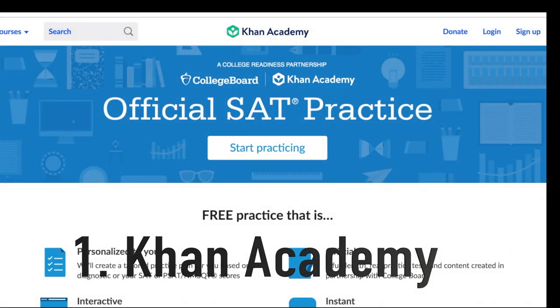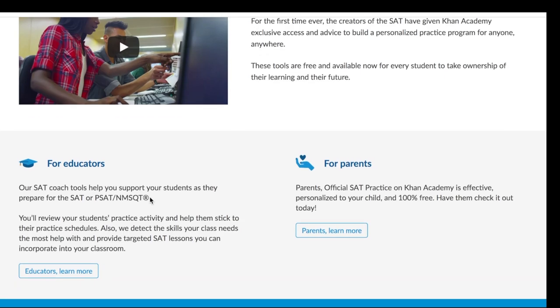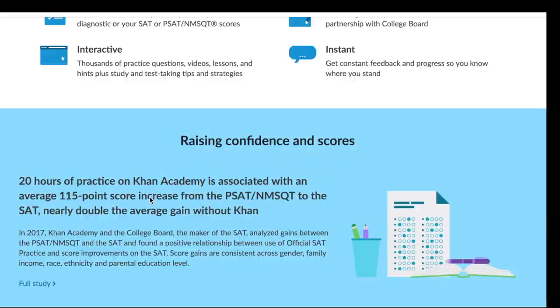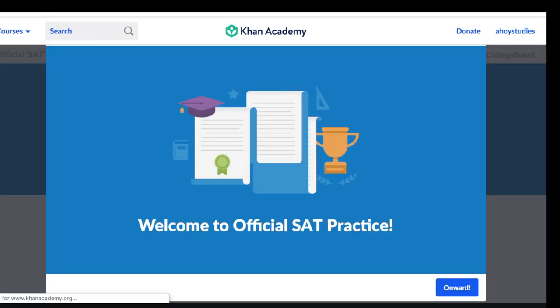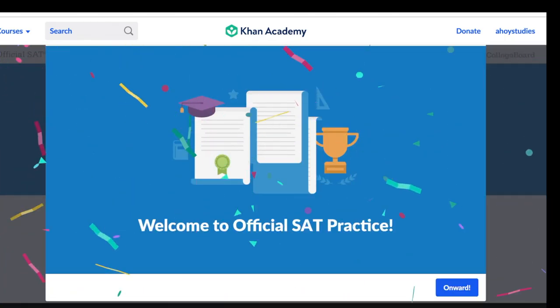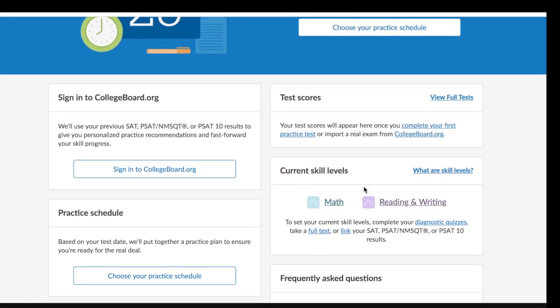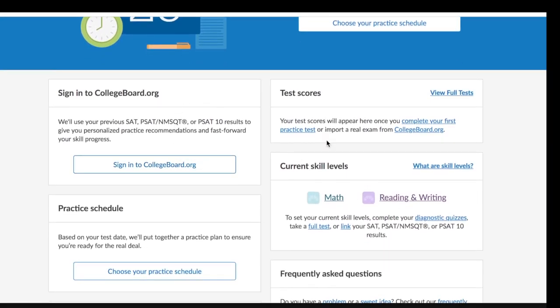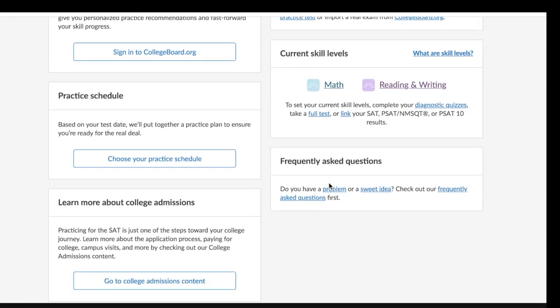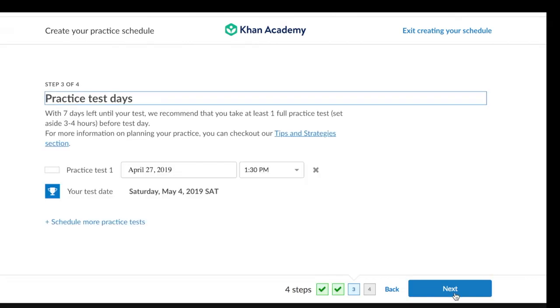The first website is Khan Academy. As you know, Khan Academy teaches all the subjects, and they have many courses. Also, they have the SAT practice test, which they connect with College Board. So when you have a Khan Academy account, you can connect it to your College Board score, your SAT score, and they will analyze your test score.